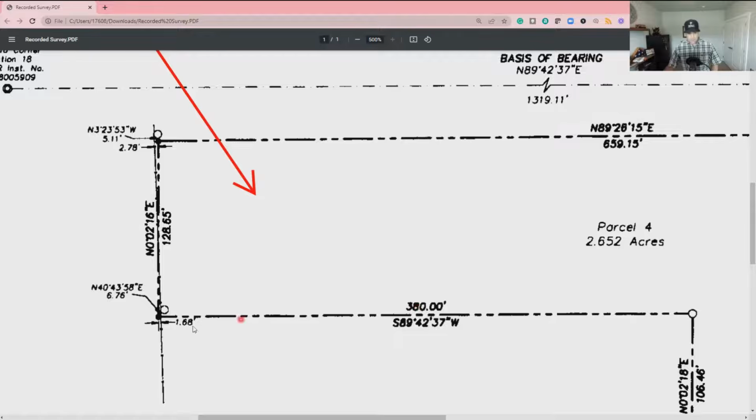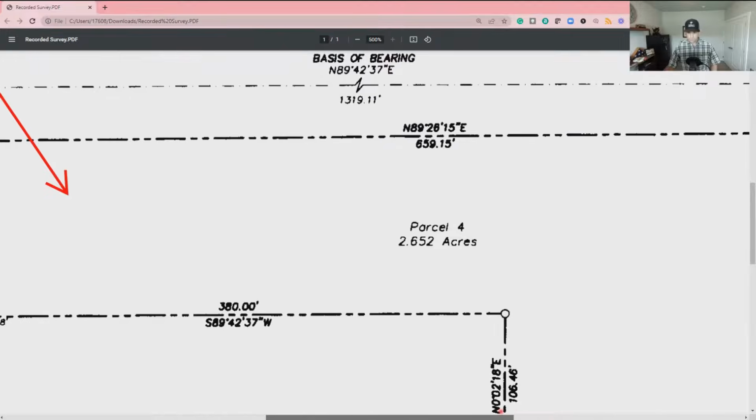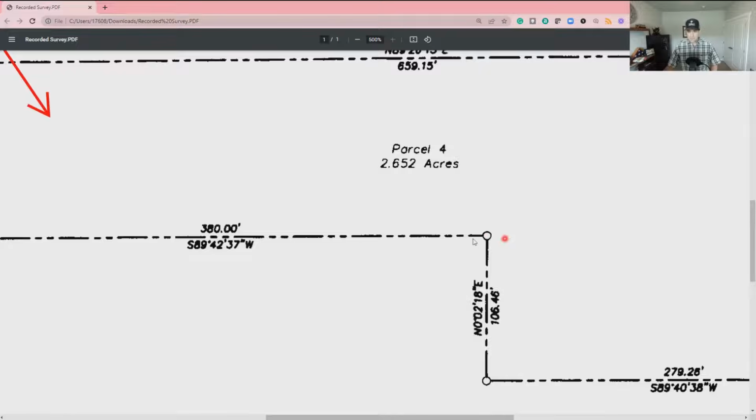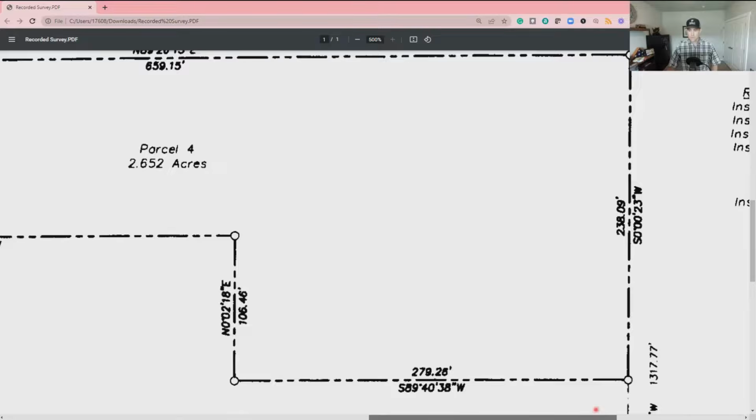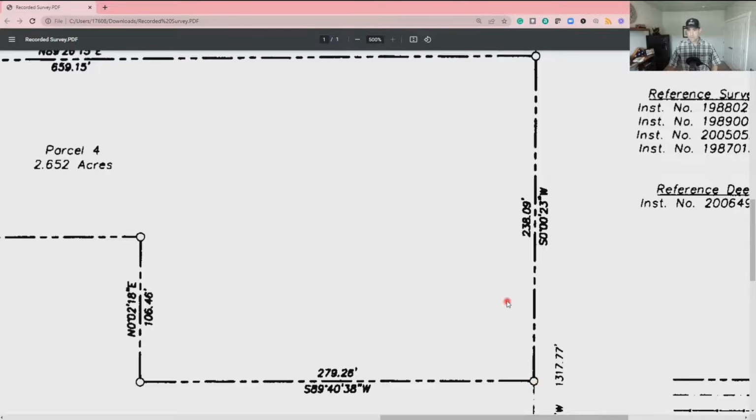So you can see all the dimensions. From this pin over here to this pin, this is 380 feet, and 659 on the front line here. This is a 1/2-inch found pin. This one was already fine; he did not have to reset this pin. Same thing here, did not have to reset it, found it. It was good to go. Same thing here, 1/2 inch found, didn't have to reset.